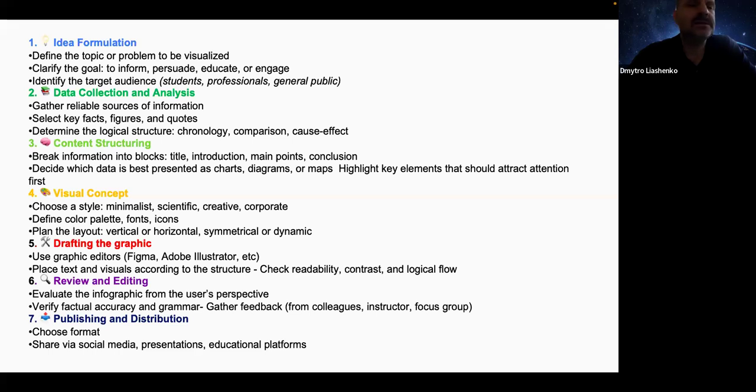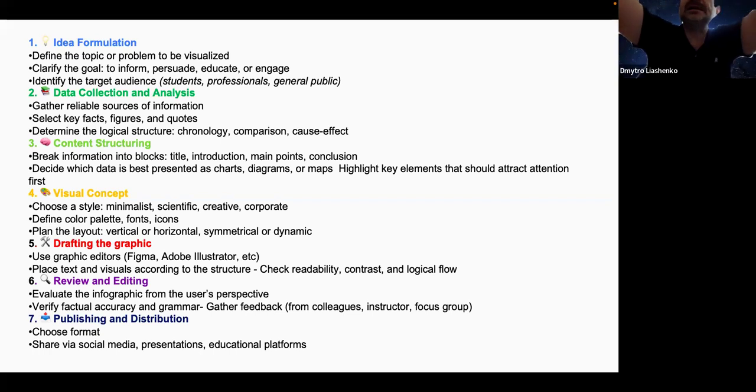So we must clarify the goal. What is the goal of our graphical representation? For example, we can inform, persuade, educate, or engage. Then the very important step is to identify the target audience: students, professionals, general public, stakeholders, our clients, our business partners, etc.